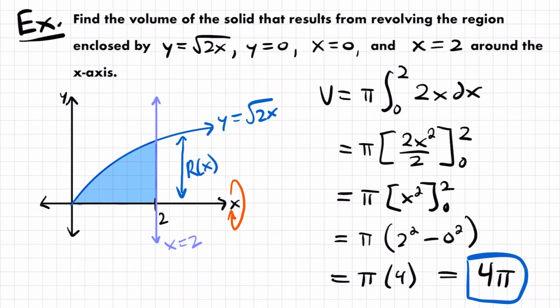And so 4 pi is the volume of the solid of revolution that is formed when you revolve this region around the x-axis. All right, so now that you've seen an example where we calculate the volume of a solid of revolution formed by revolving a region around the x-axis, let's look at calculating the volume when we have a region revolved around the y-axis.